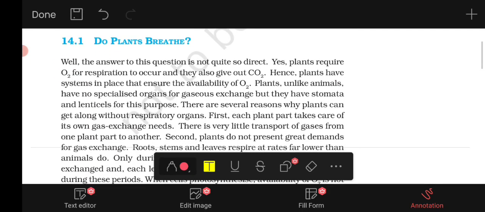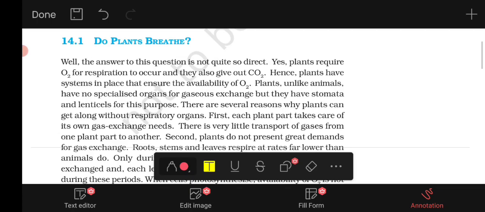Do plants breathe? We all know that animals breathe. Breathing here means pulmonary respiration, that is, we inhale the air, then we exhale the carbon dioxide rich air. So the answer to this question is not quite so direct. Plants require O2 for respiration to occur, and they also give out CO2. Generally they take in CO2 for photosynthesis, but they also give out CO2. Hence plants have systems in place that ensure the availability of O2, that is, oxygen.